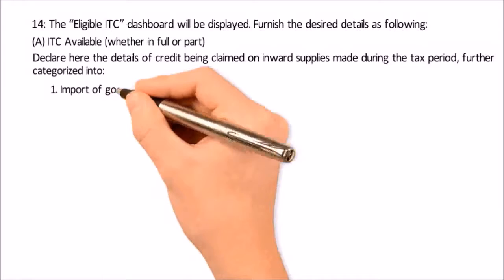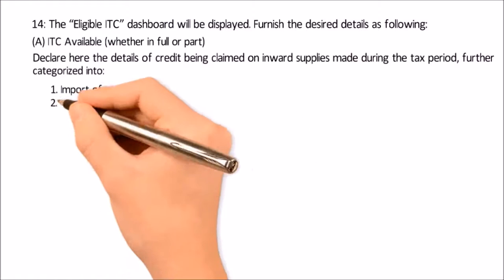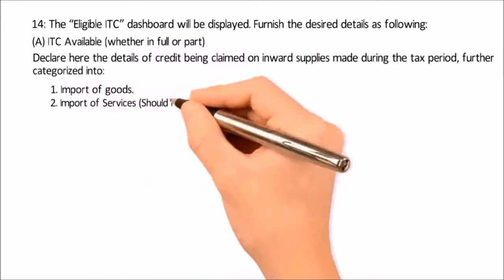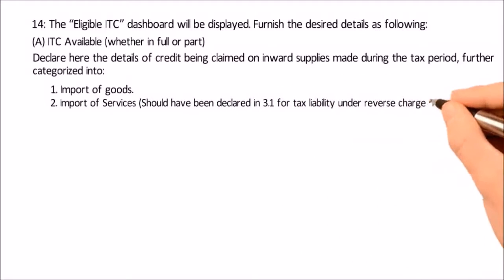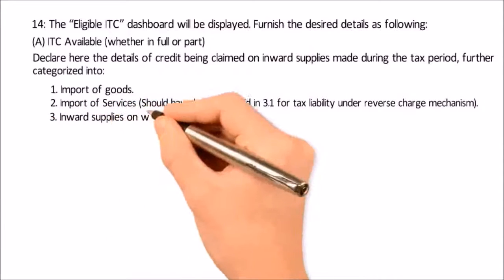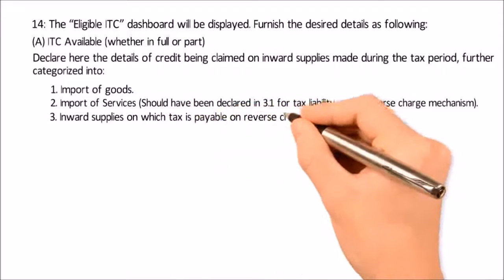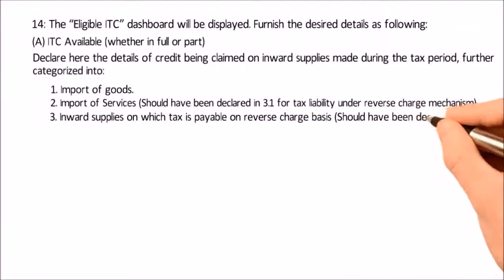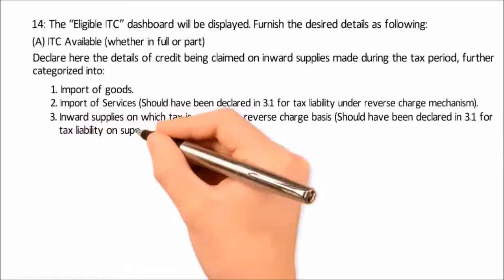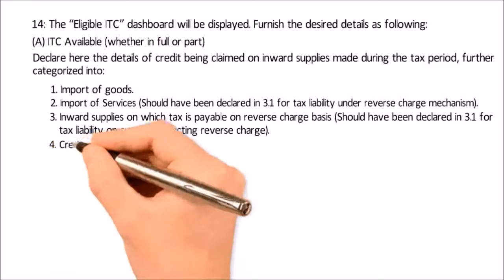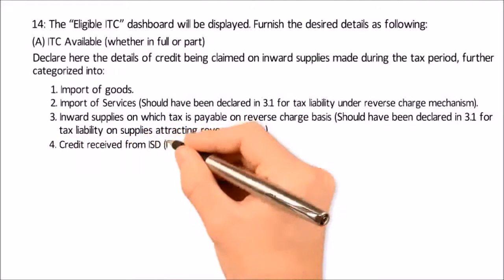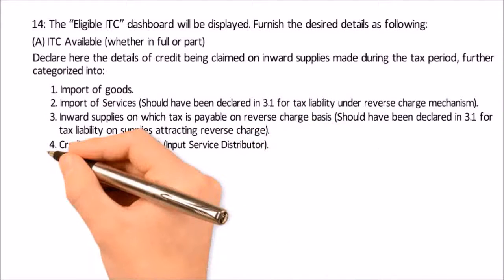1. Import of goods. 2. Import of services, should have been declared in 3.1 for tax liability under reverse charge mechanism. 3. Inward supplies on which tax is payable on reverse charge basis, should have been declared in 3.1 for tax liability on supplies attracting reverse charge. 4. Credit received from ISD, Input Service Distributor.